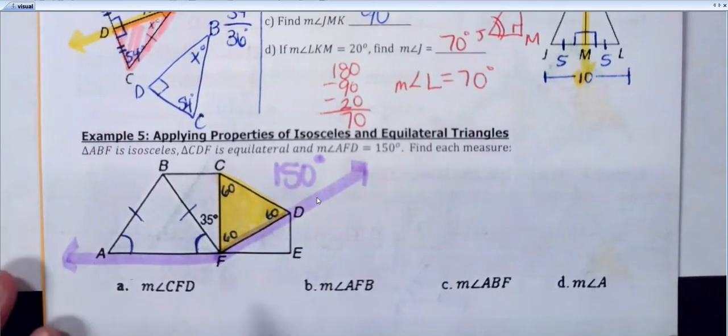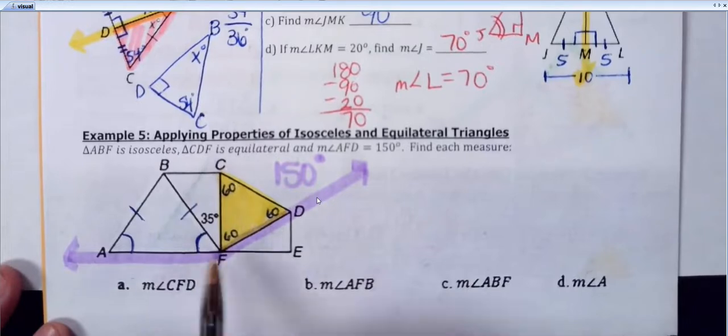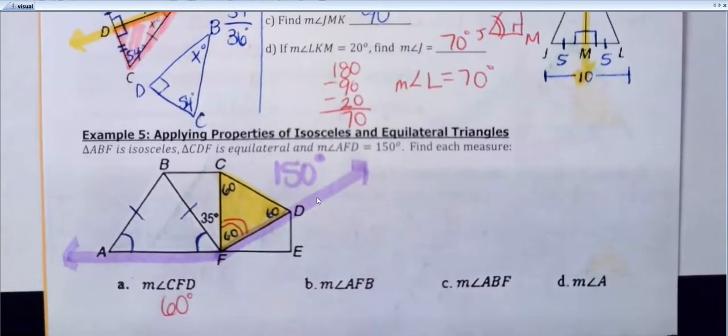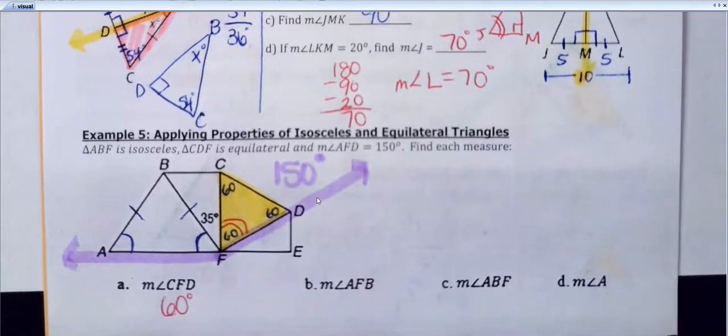So CFD, that's part of that equilateral triangle. That's just right here. This is 60. So I've already got that in the picture, so I'm just going to write that down. That's CFD, this angle right here, so I just wrote it down. This one's a little tricky.